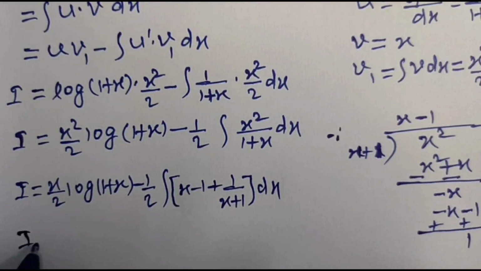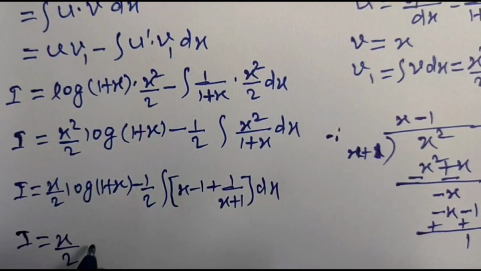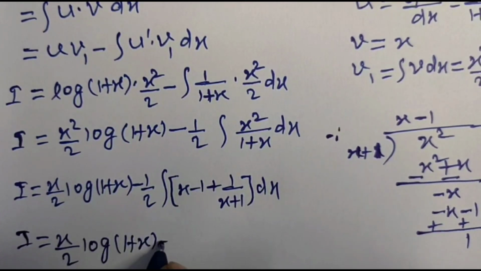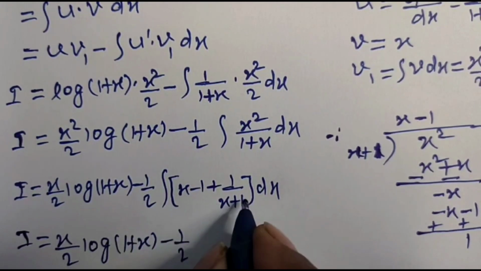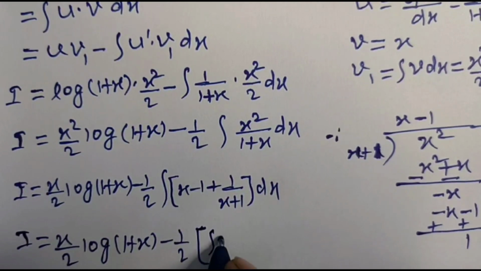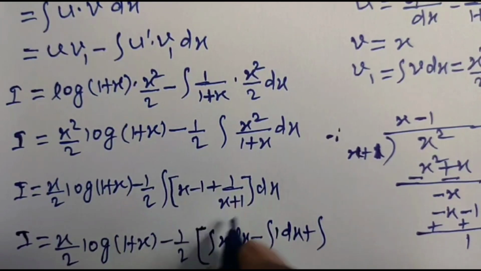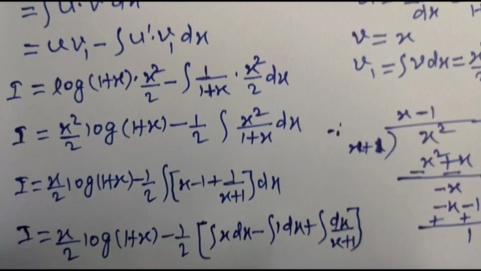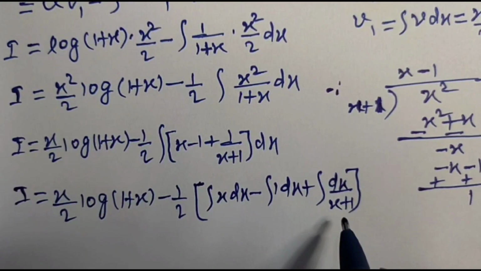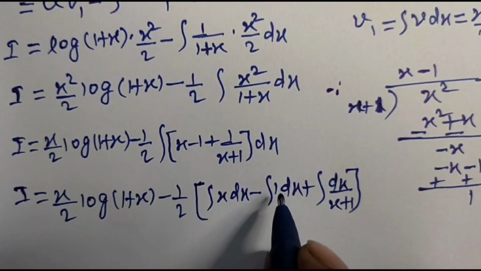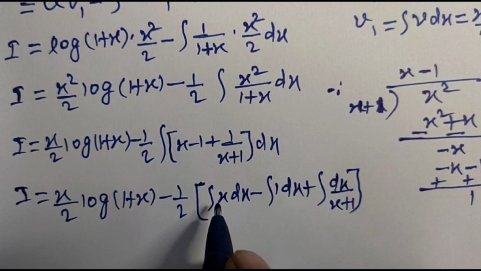I is equal to x upon 2 logarithm of 1 plus x minus 1 by 2. You can separate the integrals. Integral of x with respect to x minus integral of 1 with respect to x plus integral of 1 upon x plus 1. And then you know integral of 1 upon x plus 1 is log of x plus 1. Integral of 1 is x. Integral of x is x square divided by 2.